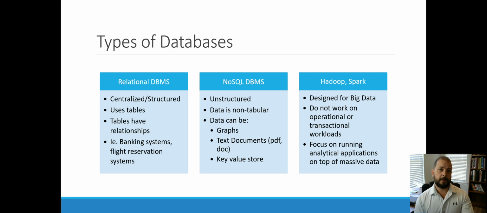To separate those, the differences between relational database systems, there are NoSQL database systems. So like I said, relational database systems use centralized or structured models. These are for unstructured models. A NoSQL database allows us to store different things like graphs, video, text documents, because it's in a non-tabular form. So it doesn't use tables to store relationships. It uses what we call a key value relationship to store information.